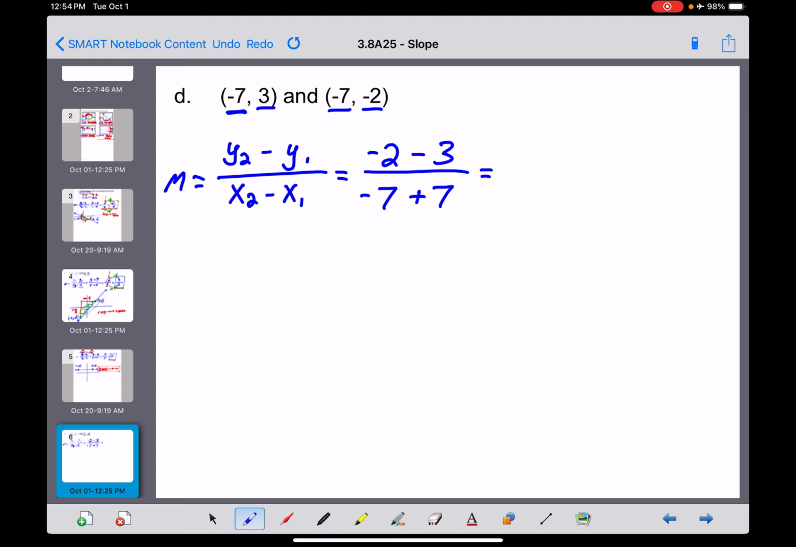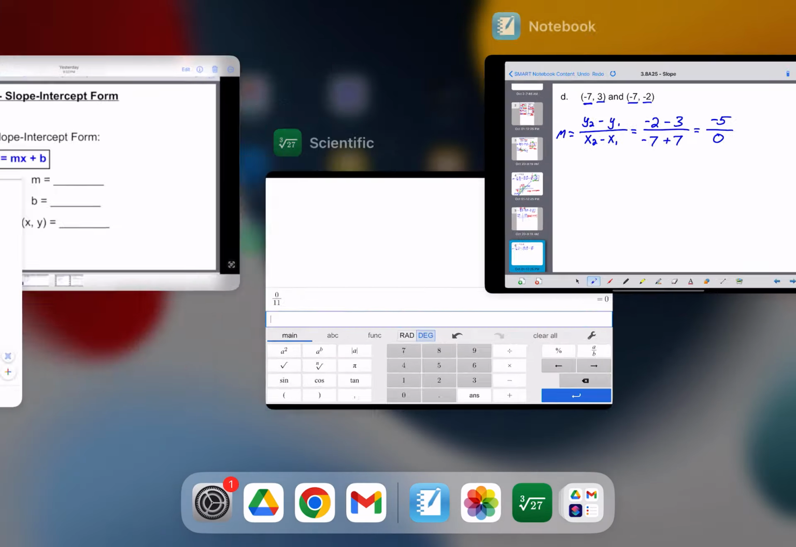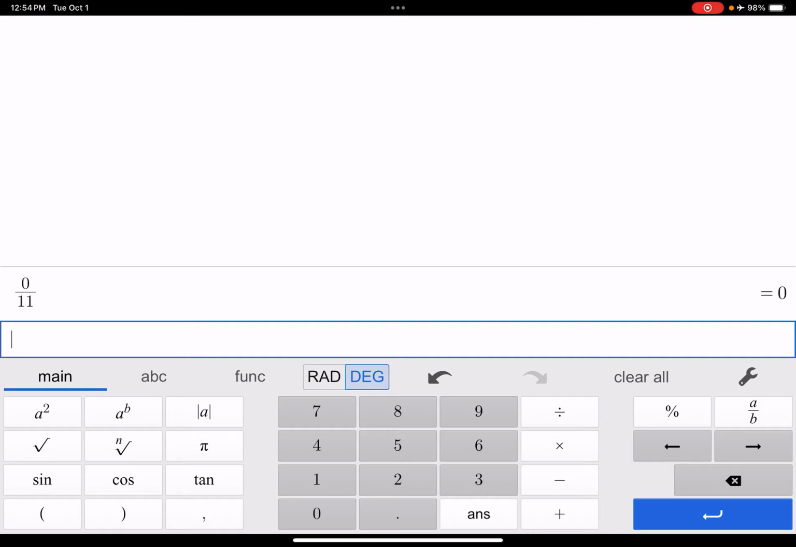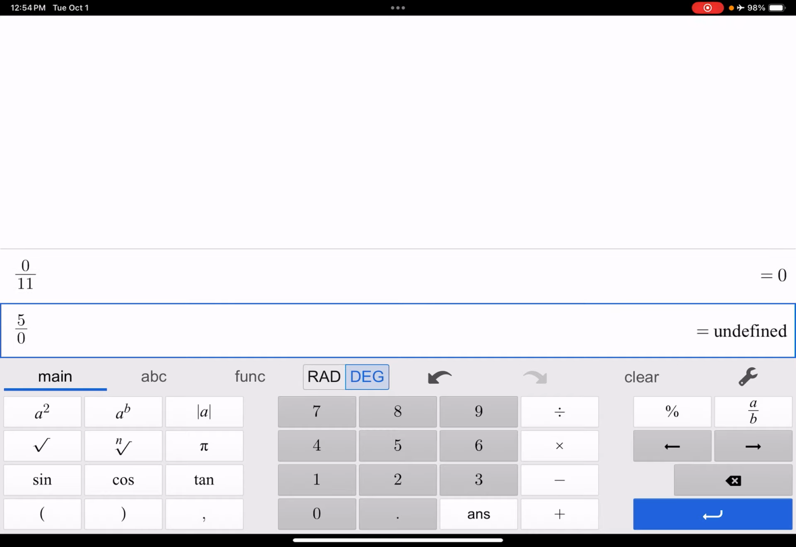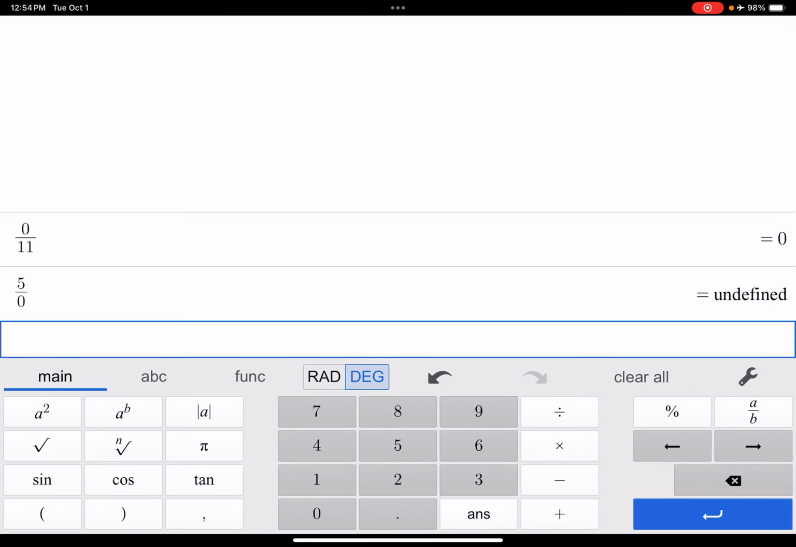So what does that do for us, guys? Negative 2 minus 3 is negative 5, but I really don't care much about that numerator because I got bigger problems in my denominator. Negative 7 plus 7 is 0, and any number divided by 0, let's see what this calculator says, guys. I think we had a 5 there. Divided by 0 tells me that it is undefined.